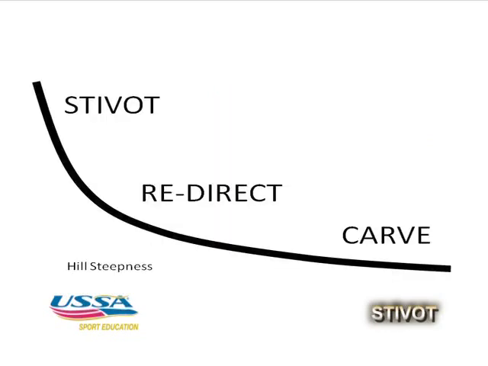With the redirect turn being the hybrid between carved and pivot, it is not surprising that the redirect is most effective on slopes that are between steep and flat.